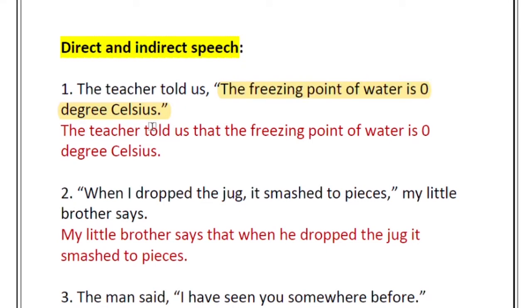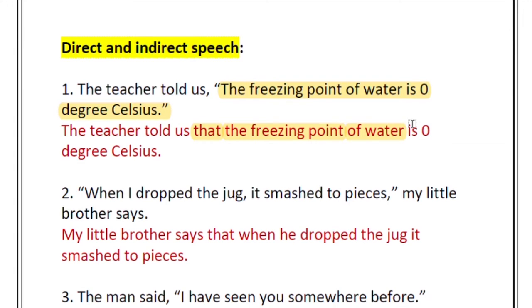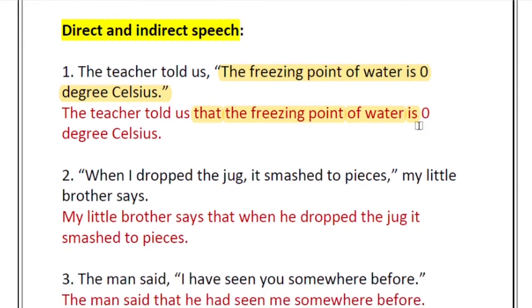So the teacher told us that... Okay, so removing the quotes, we'll add that. Then the freezing point remains the same. Freezing point of water remains the same. Then is 0 degrees Celsius. Why are we not changing the word is? Why are we not changing the tense to the next past form, that is the simple past tense? Because this is a universal fact that the freezing point of water is 0 degrees Celsius. So we are not changing it.